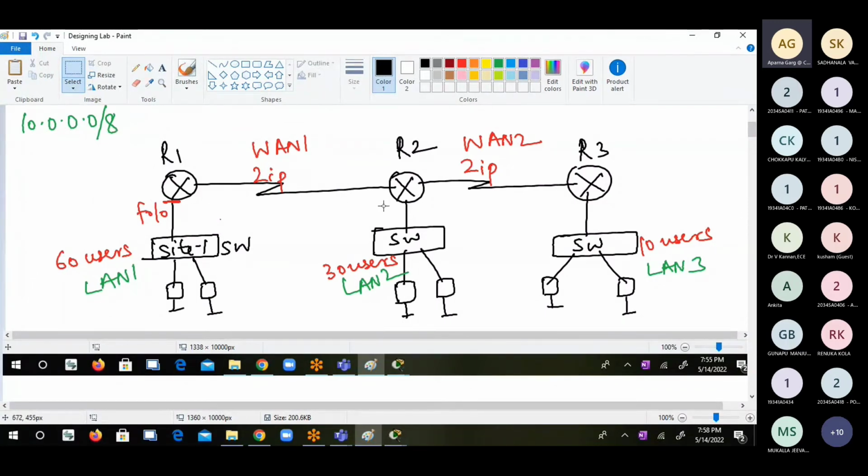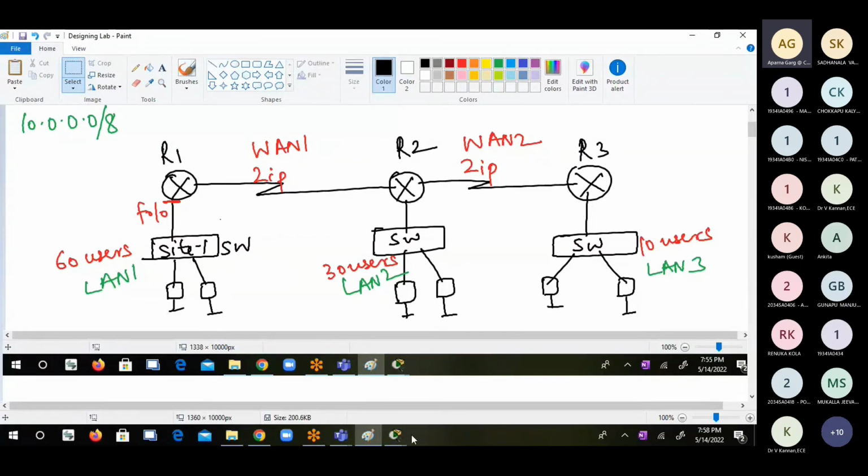10.0.0.0/8, and you have to design this network according to the appropriate subnet IDs. So you have to write down the network IDs for all the 3 local area networks, all the 2 wide area networks, and you have to allocate the first IP as the gateway and the next IPs as the PC IPs. And then, if possible, please perform the routing.